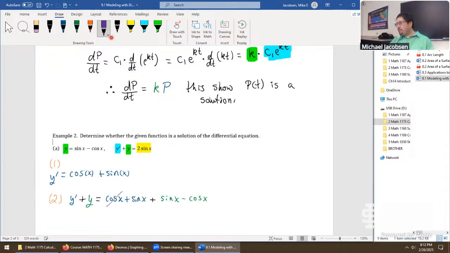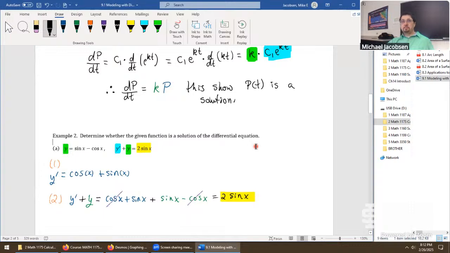We have cosine canceling off. Thank goodness, because there should only be sine on the right-hand side. And these two are like terms. We have 2 sine x. Matches up with the right-hand side.